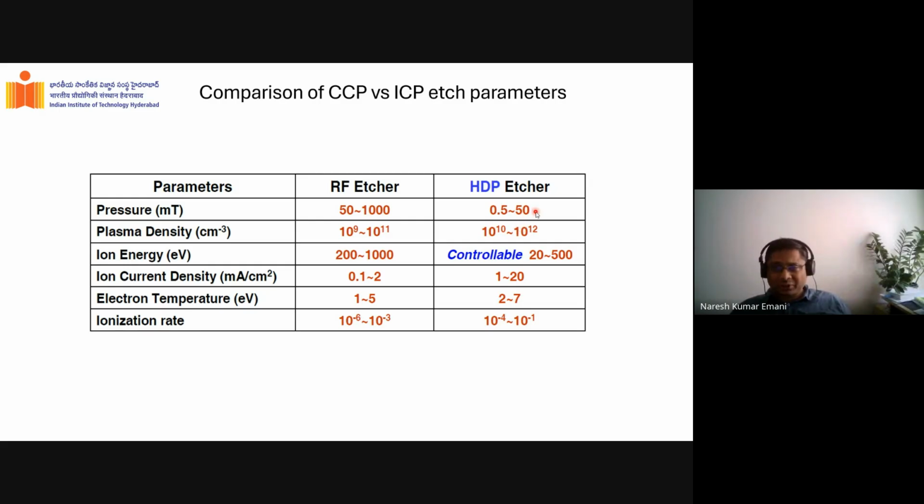Improved directionality is very good. So if you want nanoscale structures, you need ICP. You can't do it with capacitively coupled plasma. And density is more, of course. That is something we like very much. And then the other things, we will come to them. All right. Next. Any questions so far?